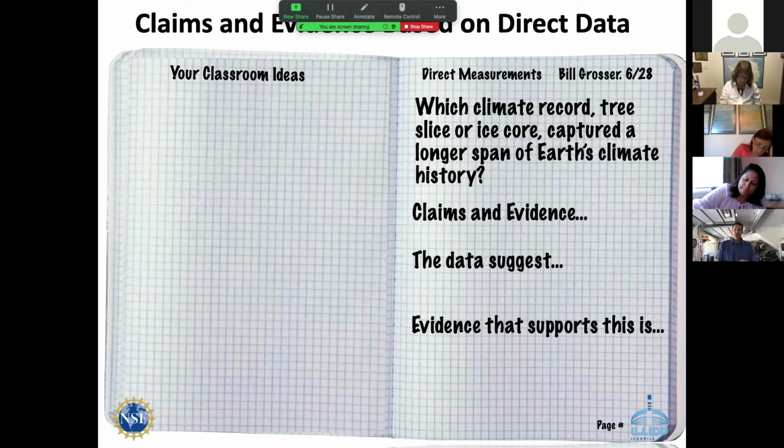And then I'd like somebody that's really brave to actually type it using their annotate tool, whatever they got written in their notebook, over on the left-hand side where I have classroom ideas, so we can look at how you use this format with this question.